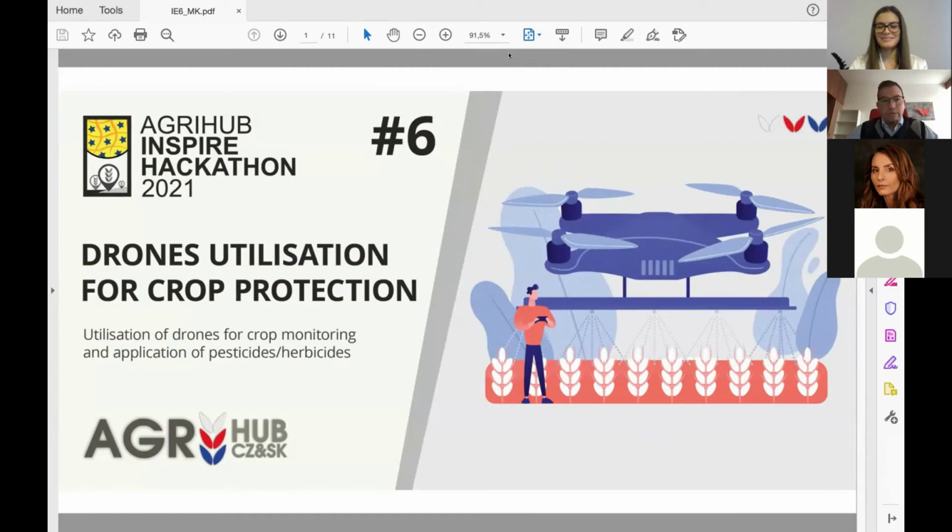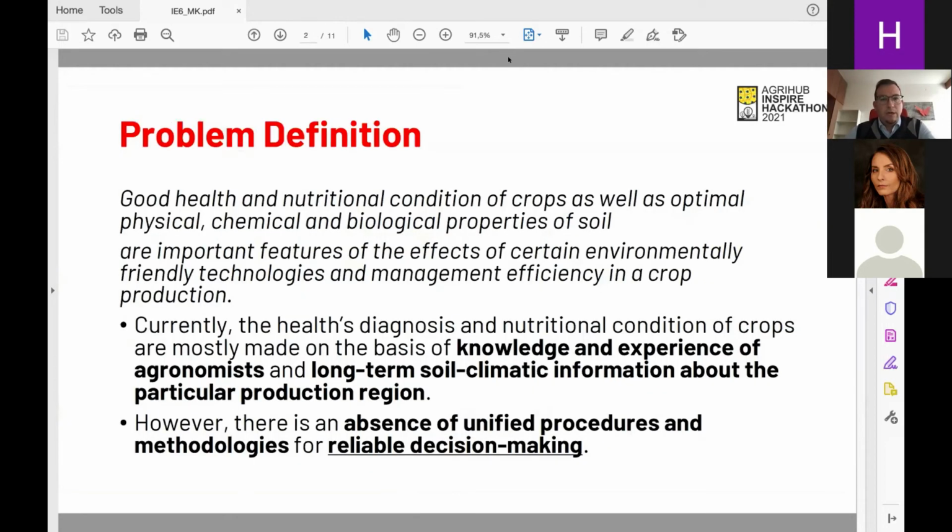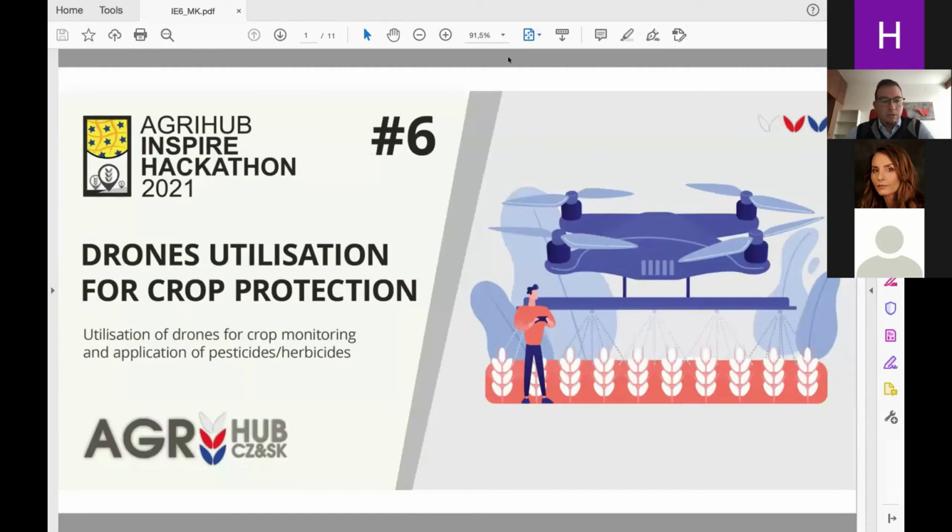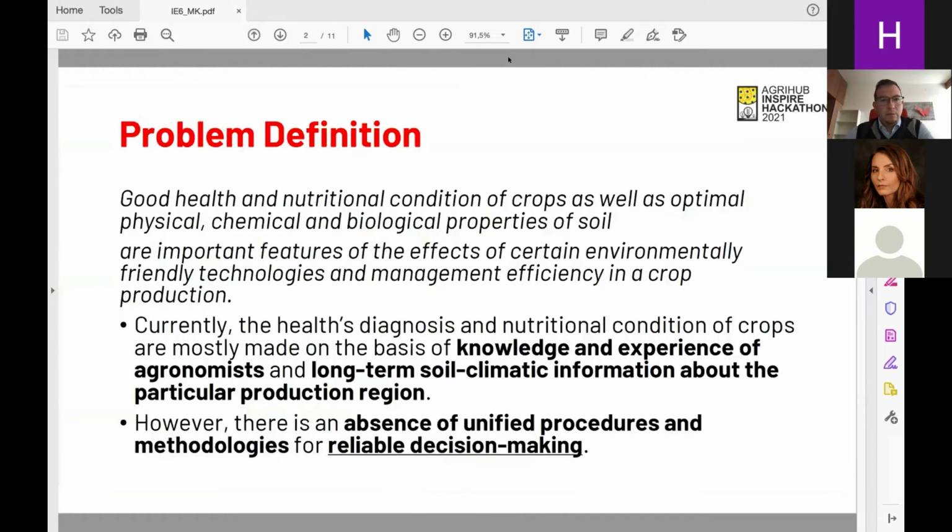Okay, so I will present the innovation experiment number 6, which is about drones utilization for crop protection. As you may know, the drones are heavily used for many applications in different fields. However, in agriculture, it's not so common at the moment. We see that there is a major problem, that the health analysis and the efficiency analysis leading to efficiency evaluation are mostly about the experience of the farmer, and they are not supported by some objective instruments.